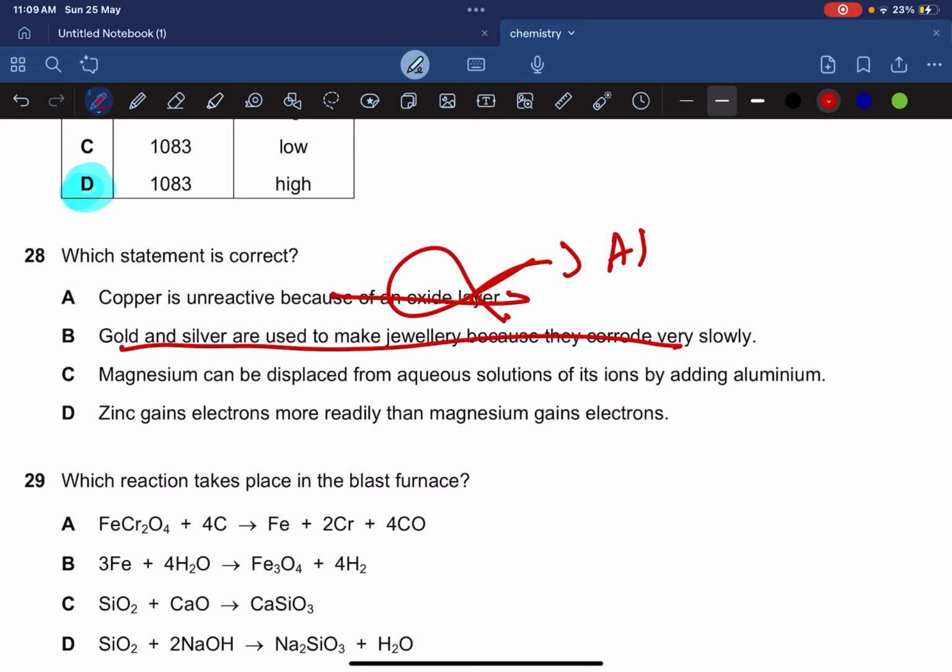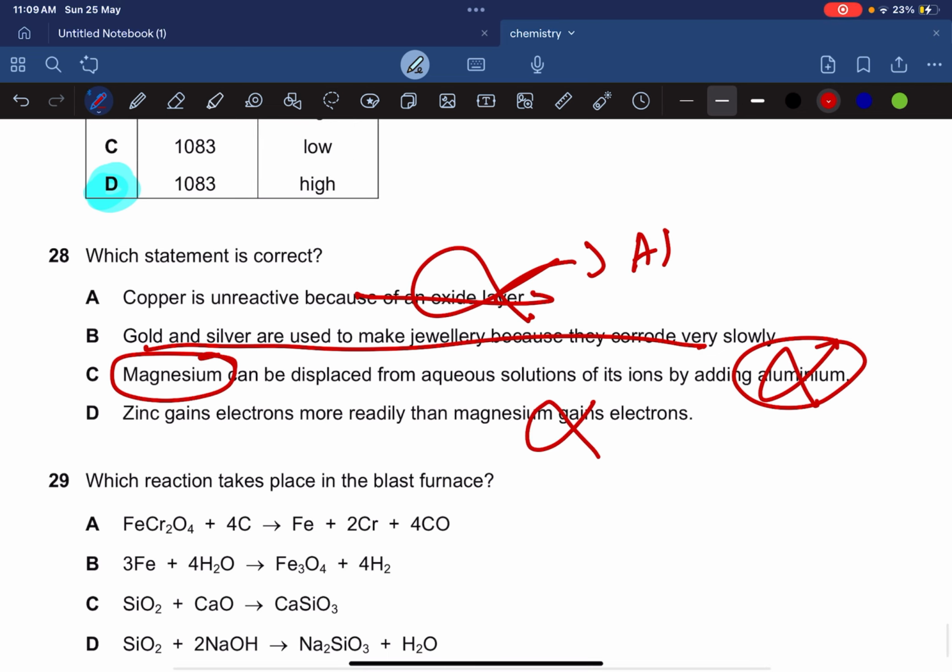Let's move on. Magnesium can be displaced from an aqueous solution of its ions by adding aluminum. That's incorrect. Magnesium is more reactive. Aluminum cannot displace magnesium because magnesium is above in the reactivity series. Zinc gains electrons more readily than magnesium gains electrons. Okay, it's not about losing electrons, it's about gaining electrons.